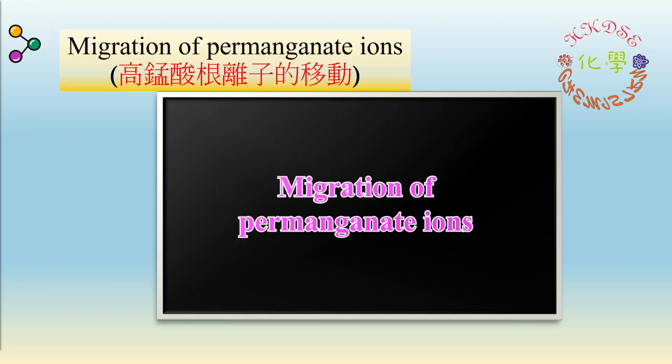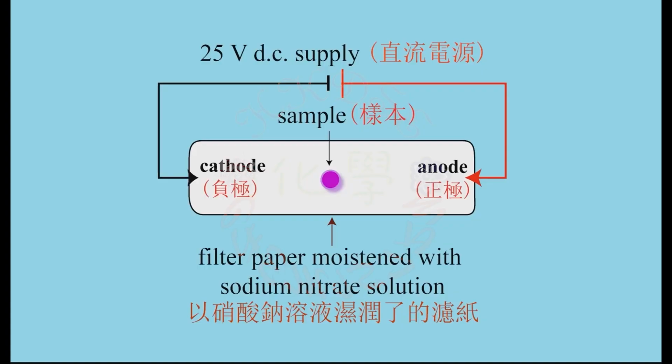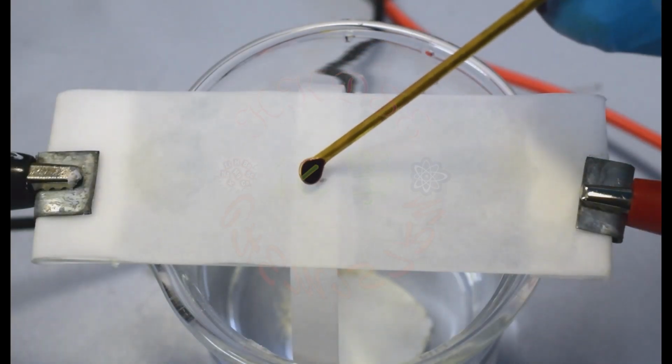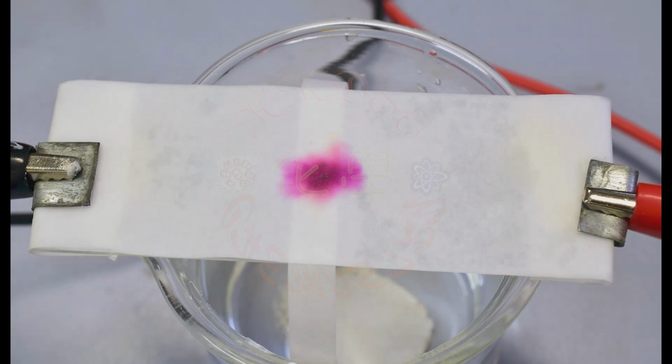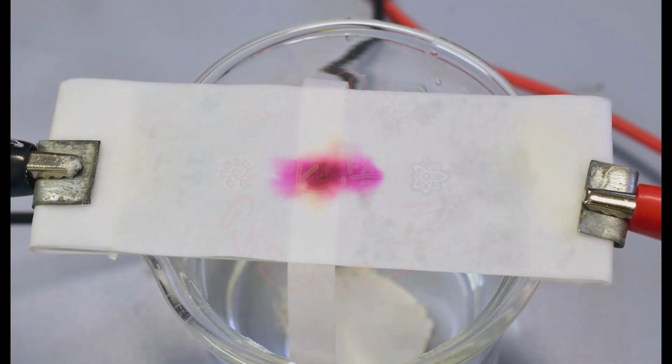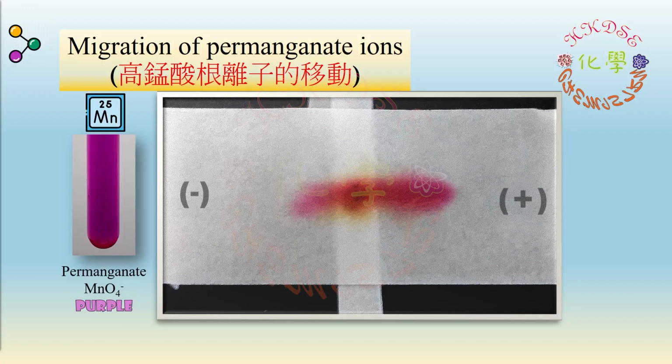In this experiment, we are going to investigate the migration of ions towards oppositely charged electrodes. A small amount of aqueous potassium permanganate solution is placed in the middle of a piece of filter paper, which has been moistened with sodium nitrate solution. The function of sodium nitrate solution is to increase electrical conductivity. After the circuit is closed, a purple spot moves slowly towards the anode, caused by purple, negatively charged permanganate ions.